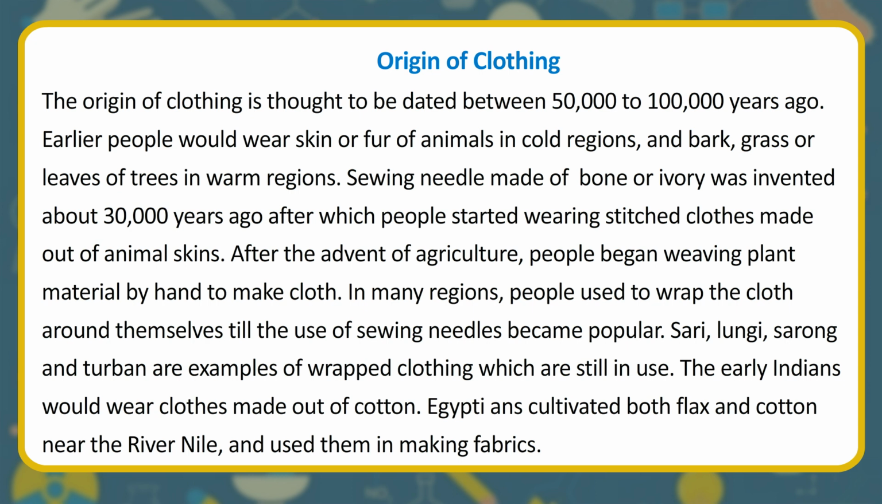After the advent of agriculture, people began weaving plant material by hand to make cloth. In many regions, people used to wrap the cloth around themselves till the use of sewing needles became popular. Sari, lungi, sarong and turban are examples of wrapped clothing which are still in use. The early Indians would wear clothes made out of cotton. Egyptians cultivated both flax and cotton near the river Nile, and used them in making fabrics.